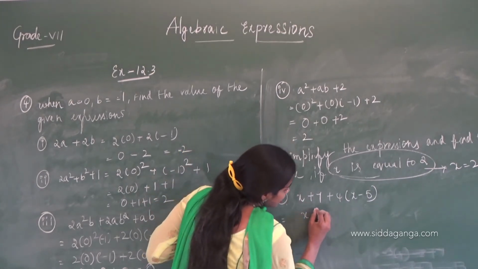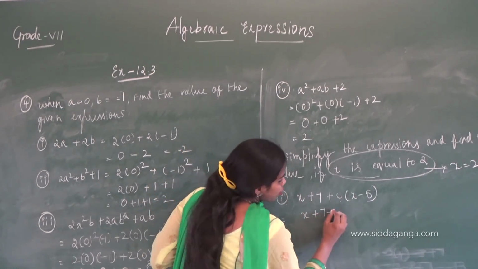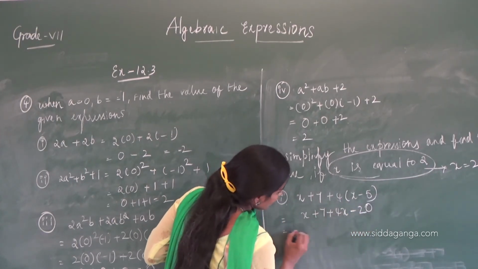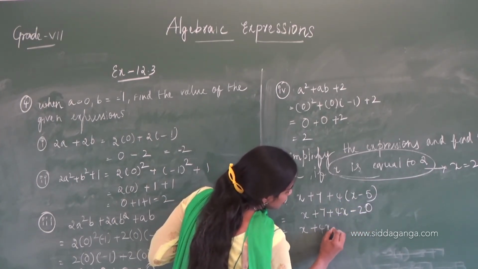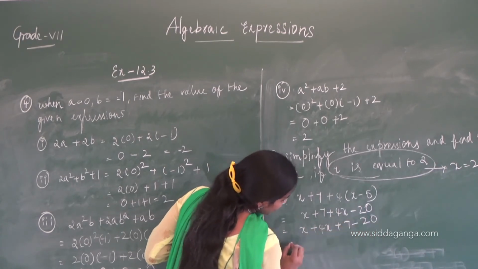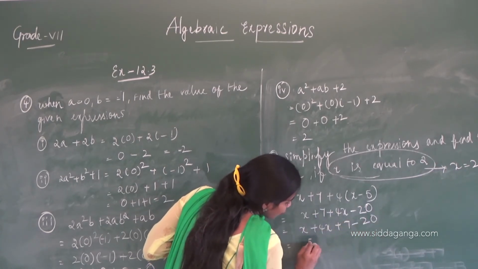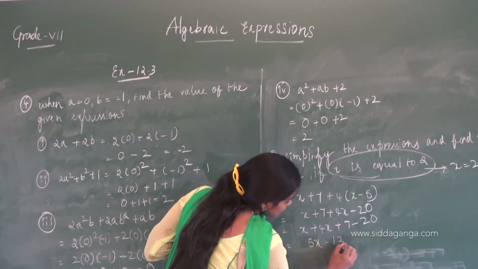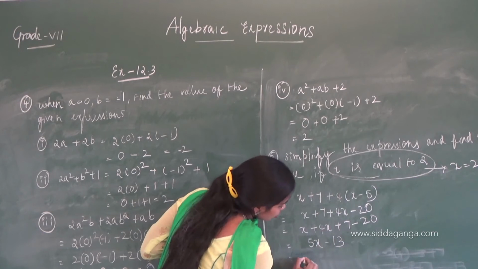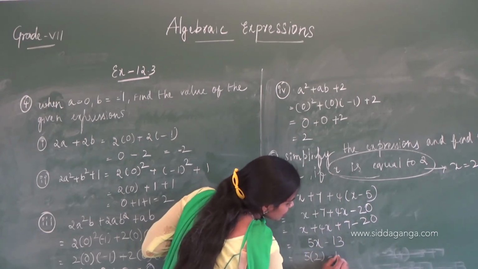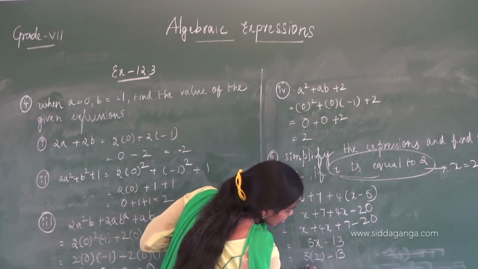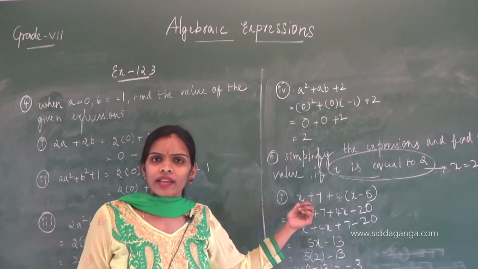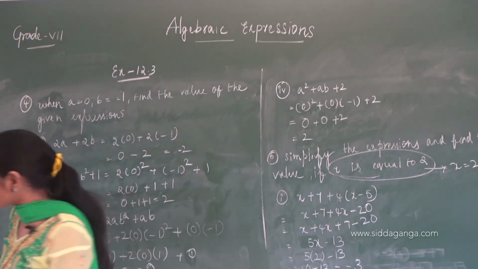x plus 7, 4 into x, 4x, 4 into minus 5, minus 20. x plus 4x plus 7 minus 20. x plus 4x becomes 5x plus 7 minus 20, minus 13. What is the value of x? 2. 5 into 2, 10, minus 13, that is minus 3. Otherwise just here only you can substitute the value of x.